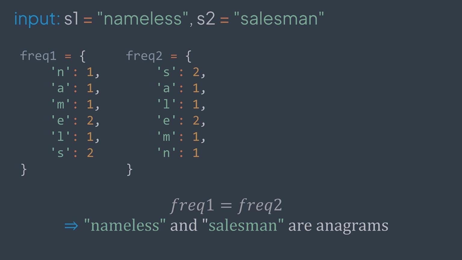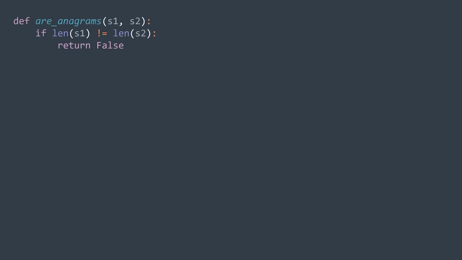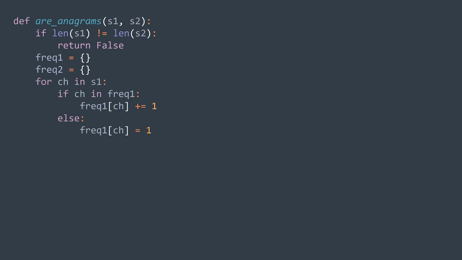In code, we first check that both strings have the same length, because if they're not, it's impossible for them to be anagrams. Then, we create our two hash tables and we start traversing. For each character in S1, if the key is already existing in freq1, we just increment, else we create it and we set its value to 1. Then for S2, same logic but with freq2.